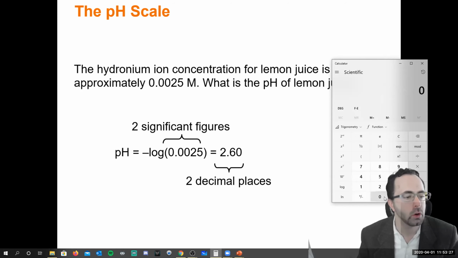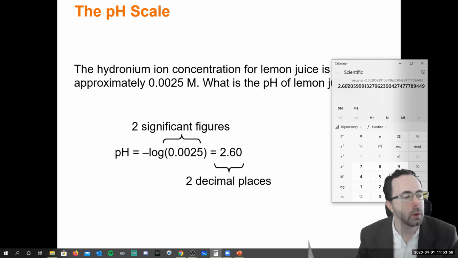So I'd put the number in, 0.0025, and I want to take the log of that. So I'm going to press the log button, log. Okay, and then I need to change the sign. That's this button here, plus minus, because I'm multiplying by -1. Or I could just say times -1 equals, or just change a sign there. So that's multiplying by -1.